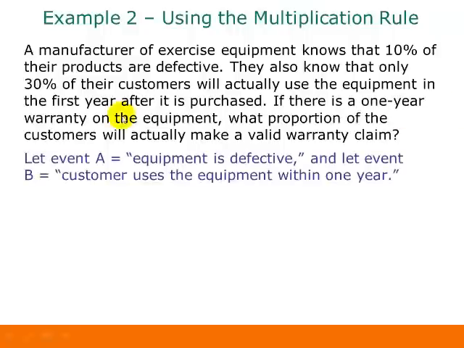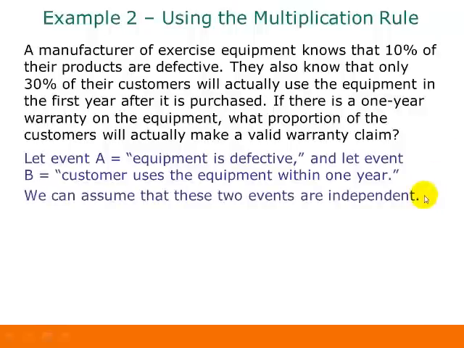So let's let event A equal the equipment is defective, and let event B equal customer uses the equipment within 1 year. In order for a customer to make a valid warranty claim, both of the events here have to occur. So it would be event A and event B.